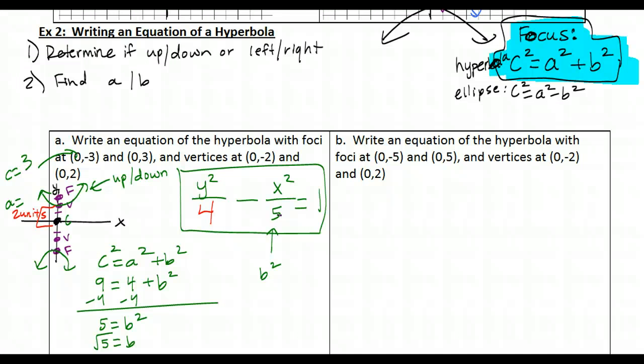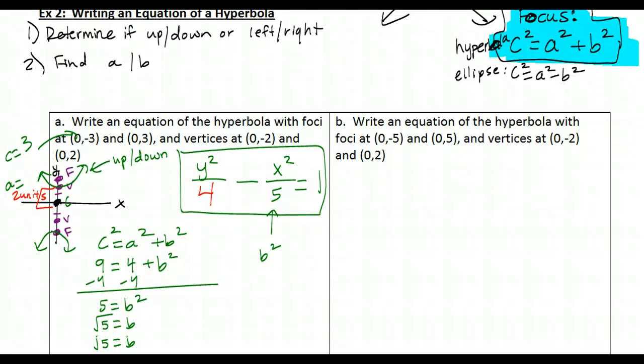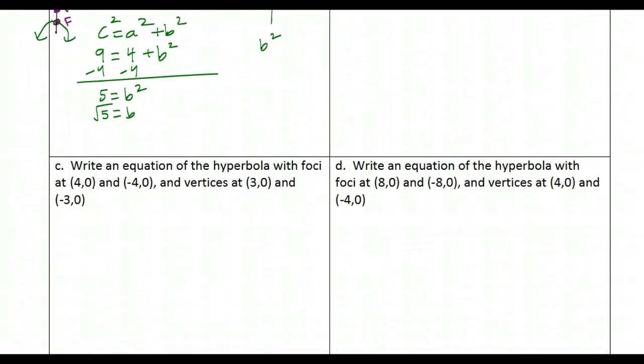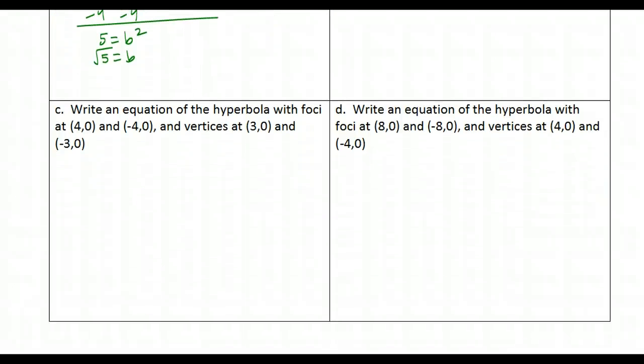Okay, let's do C actually, because that one's next, and then I'll let you try B and D on your own. So we're going to do C next. All right, so again, let's draw in the information I know. The foci are at (4, 0) and (-4, 0), and that's the center there. Okay, and then the vertices are at (3, 0) and (-3, 0).